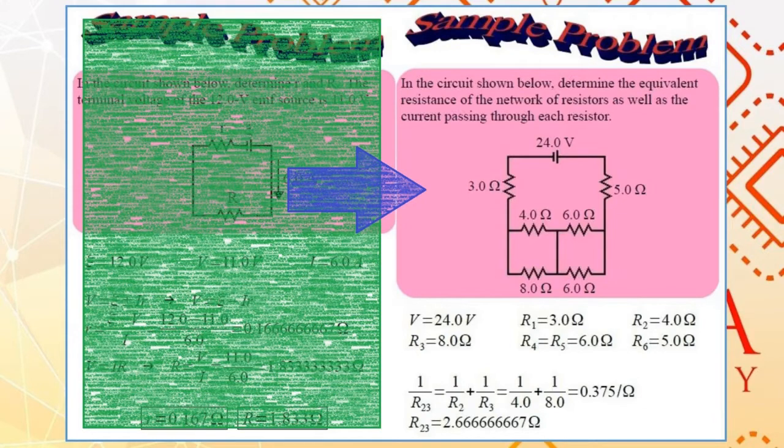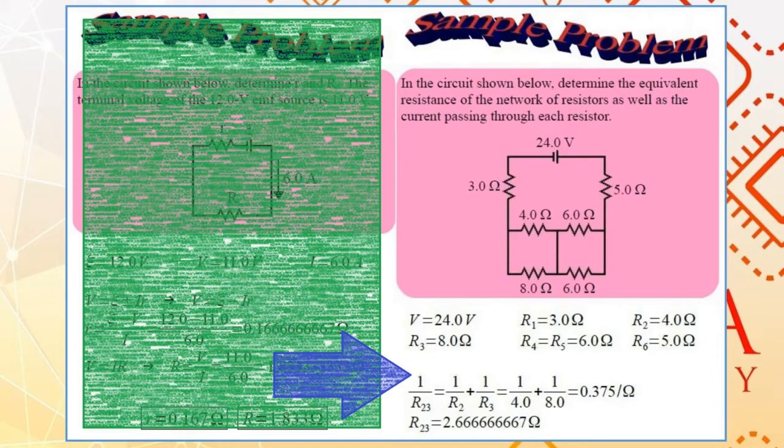And now on to the next example. You have the following problem. In the circuit shown below, determine the equivalent resistance of the network of resistors as well as the current passing through each resistor. As you can see, there are 6 resistors all in all, 1 current passing through each resistor. Therefore, you are asked to get 6 currents, I1, I2, I3, I4, I5, and I6.